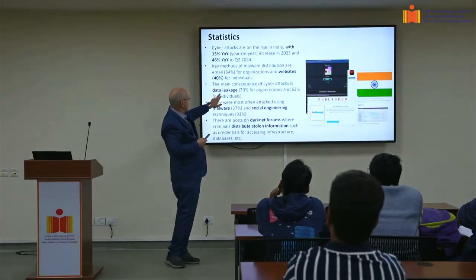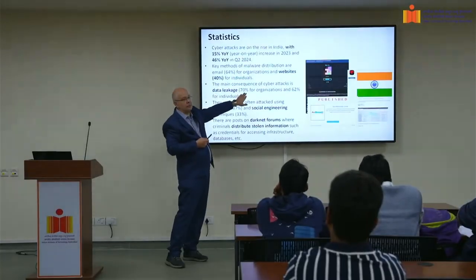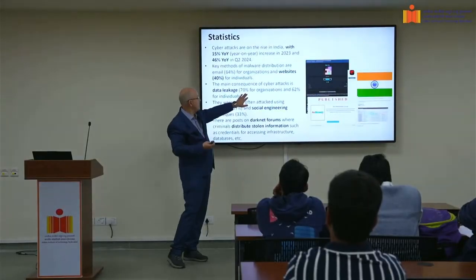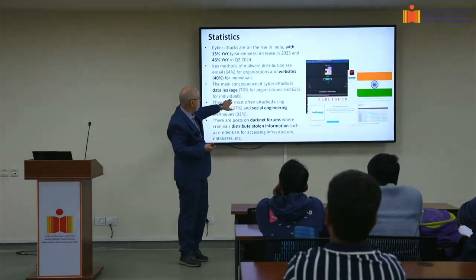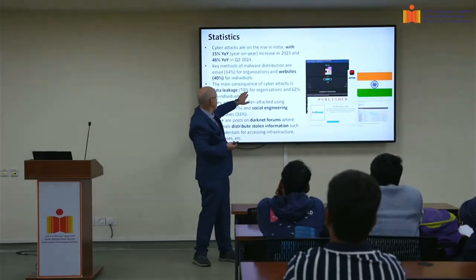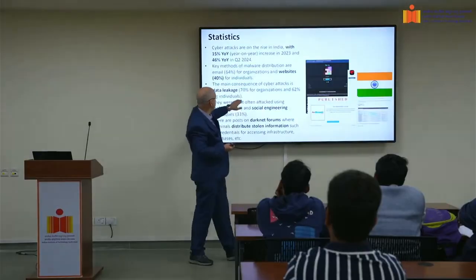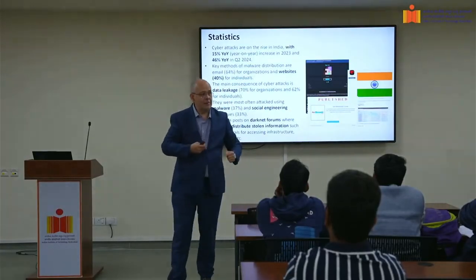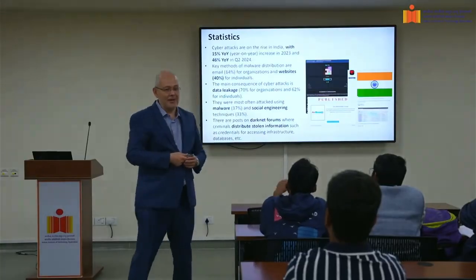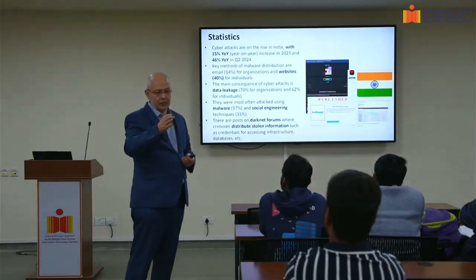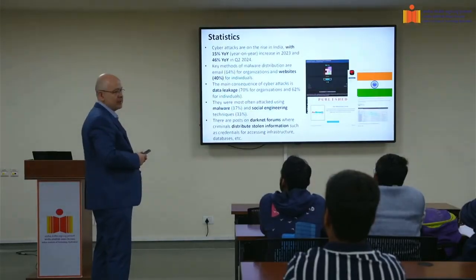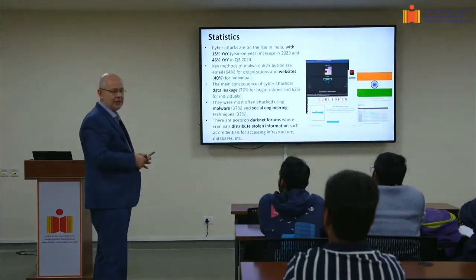The main consequence of a cyber attack is data leakage. 70%. So this again is getting the data. For example, one company gets the data from competitors, and so it's 70% for organizations, 62% for individuals. So in India, they are mostly trying to steal data. But mostly this is the case all over the world, not only in India. This is because the data is very important.